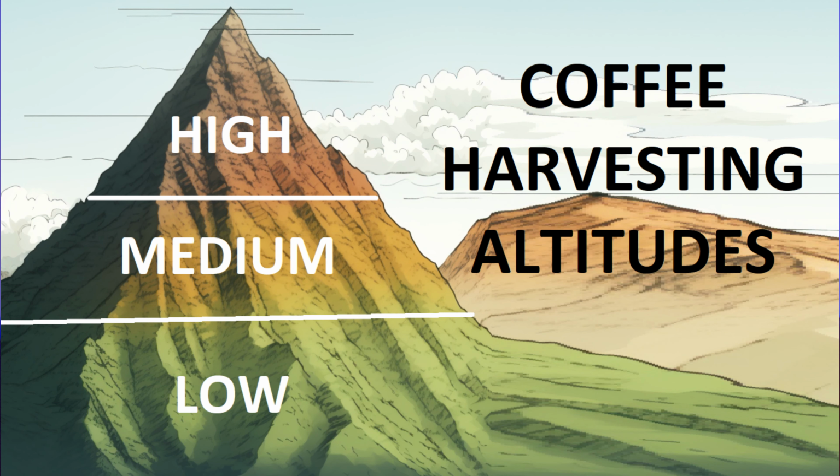Now, the easiest way to sort of understand and explain this is if we divide the coffee harvesting into three different tiers: low altitude, medium altitude, and high altitude. Now there's different altitudes in between, of course. You can go to very low or mid-high or very high, but generally speaking, it's easier to understand if we just divide it into those three different tiers.